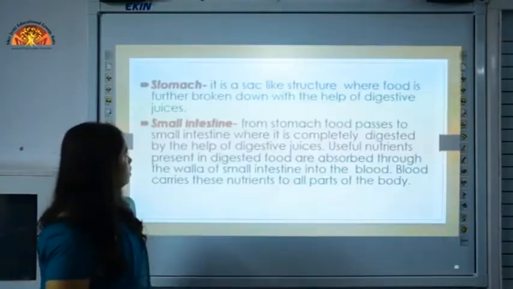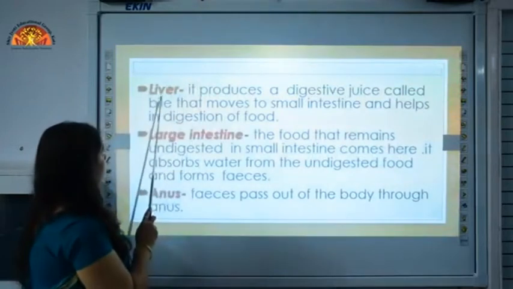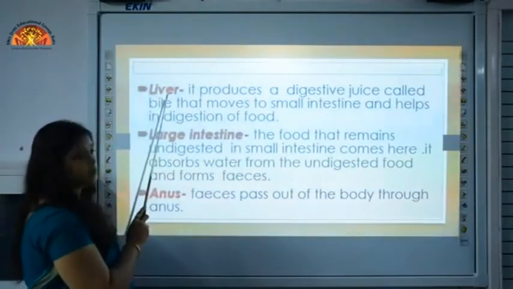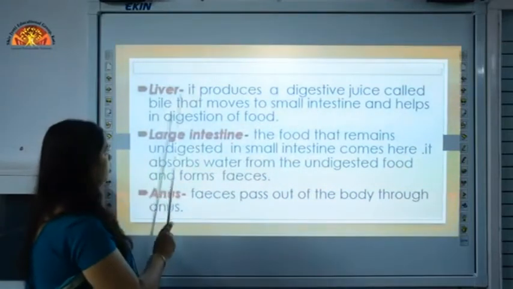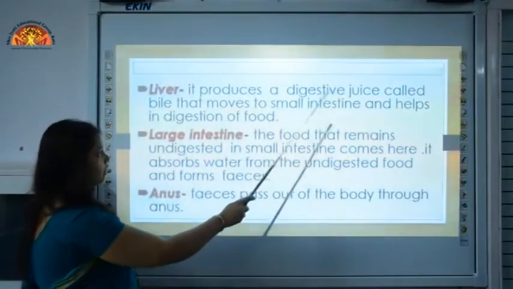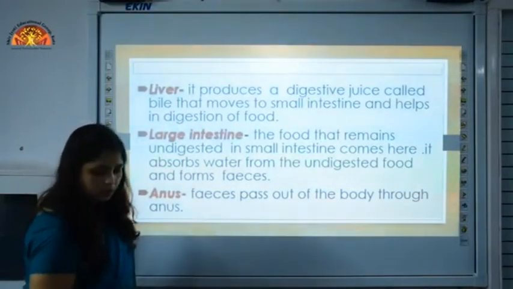Okay, so now what happens after that? One more organ is there, that is the liver. It produces a digestive juice called bile that moves to the small intestine and helps in the digestion of food. Again we come to the diagram.